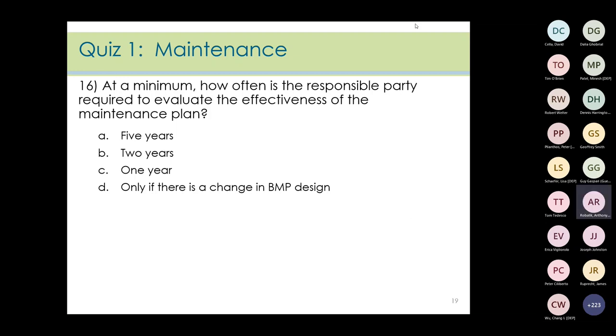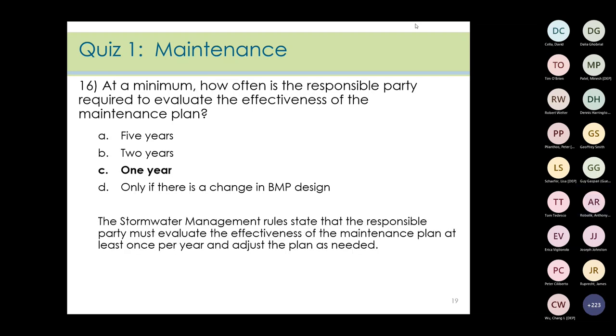Okay, question 16. At a minimum, how often is the responsible party required to evaluate the effectiveness of the maintenance plan? The answer to this is C. So the stormwater management rules state that the responsible party must evaluate the effectiveness of the maintenance plan at least once per year and adjust the plan as needed.